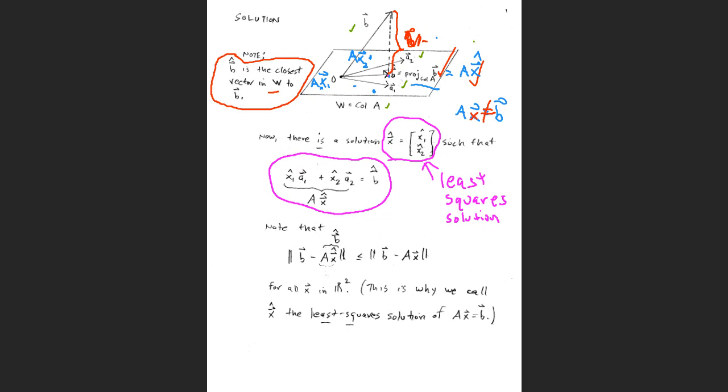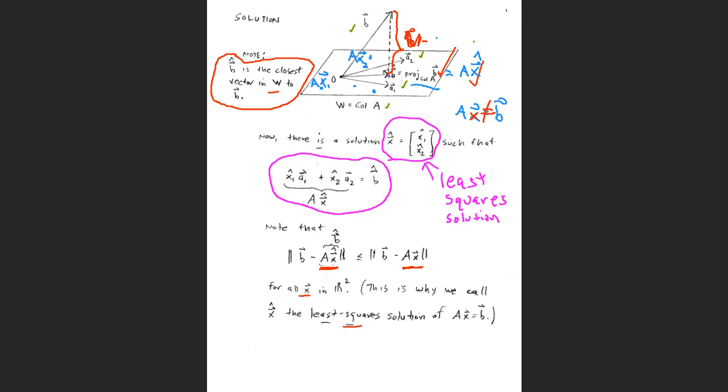And so, of all the vectors A times x, it is the vector A times x hat that minimizes the distance. The difference between the vector b and A times x hat will always be less than the difference between the vector b and A times x for any other x.